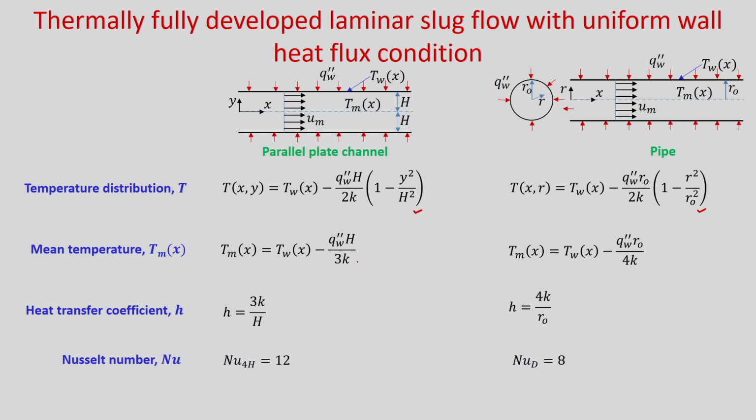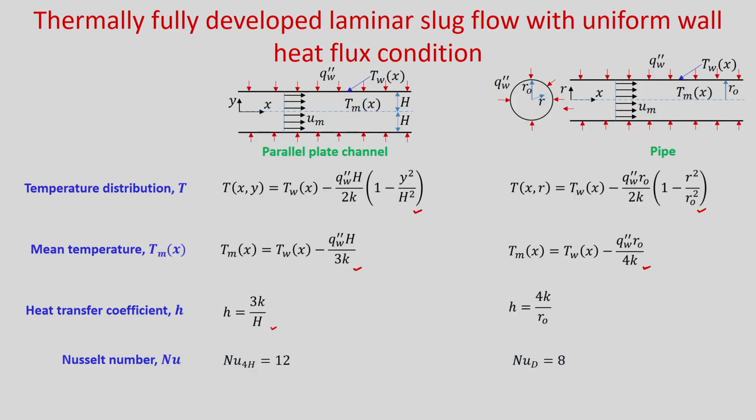Then we calculated the mean temperature in terms of the wall temperature, because the wall temperature is also varying. You can see for the parallel plate channel this is the mean temperature variation, and for pipe flow this is the mean temperature variation. Once we calculated the mean temperature, we can calculate the difference between wall temperature and mean temperature, and from there we calculated the heat transfer coefficient. This is the heat transfer coefficient for the parallel plate channel, 3K by H, and for pipe flow it is 4K by R naught.